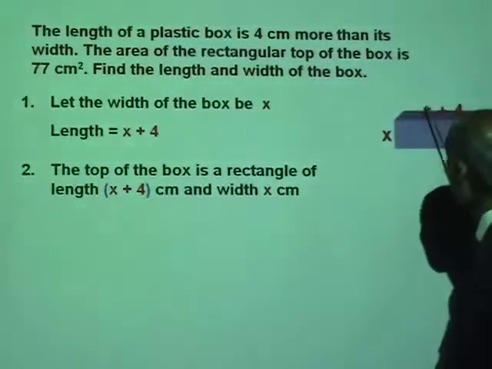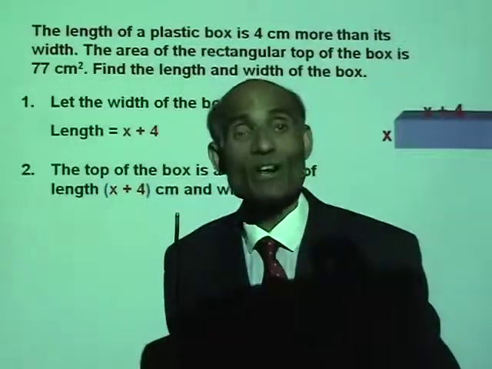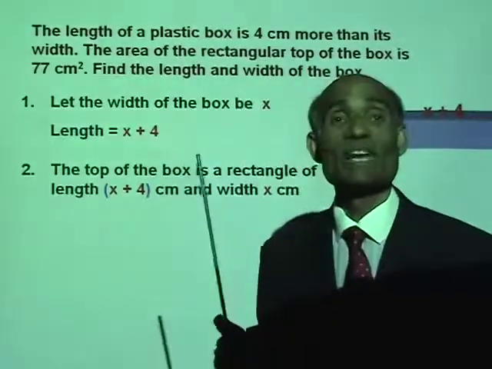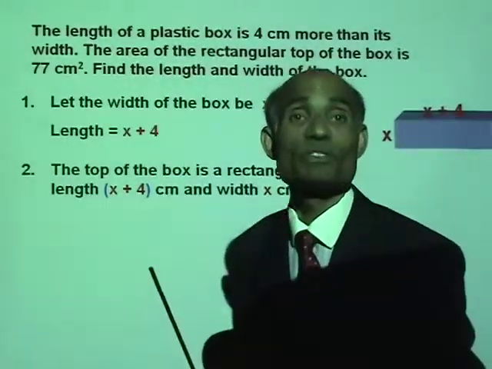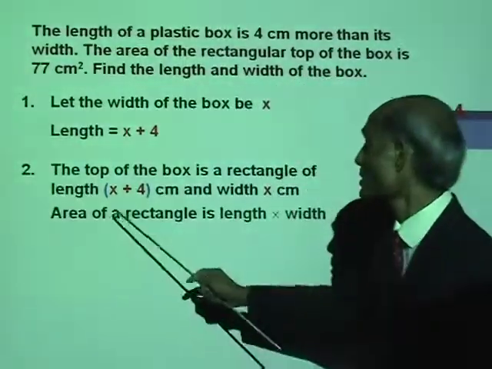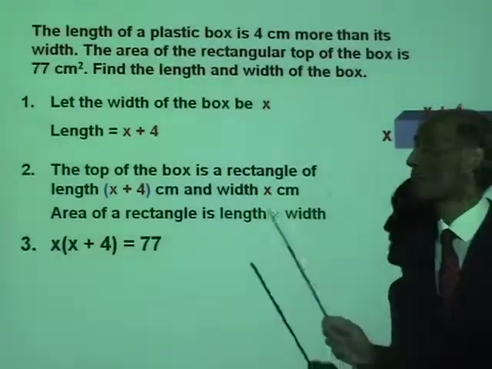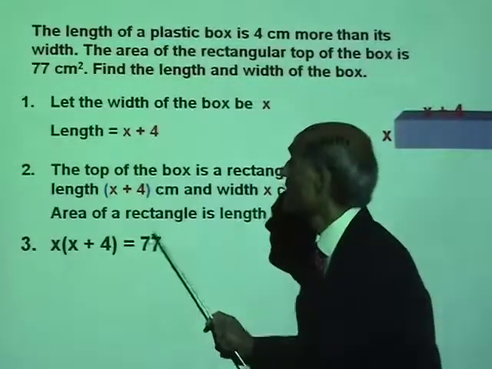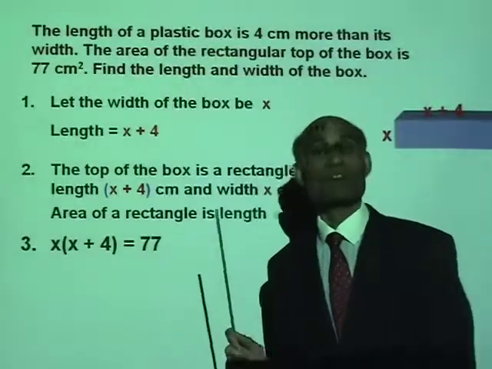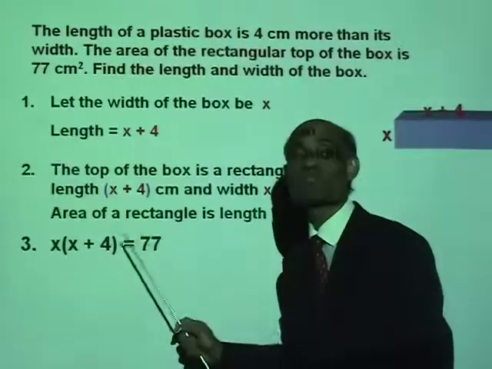Well, the top of the box is a rectangle. Do you know the formula for area of a rectangle? The formula for area of a rectangle is length multiplied by width, or width multiplied by length. It doesn't matter how you write it. Area of a rectangle is length multiplied by width. And you are told that the area is 77. So we can now write an equation. What is the equation? x times x plus 4 equals 77.